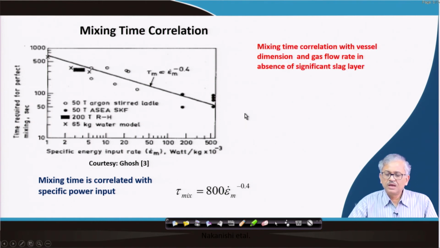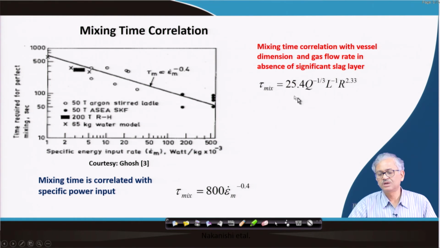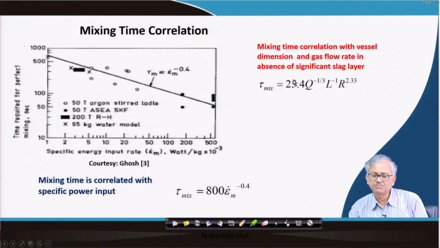Okay, and you have mixing time correlation with the vessel dimension and gas flow rate, in absence of significant slag layer. This is the T-mix. You can correlate with this, and this is also established from the cold model simulation. And 25.4 is the empirical parameter, and Q is the volumetric flow rate, L is your height of the bath, R is the radius.